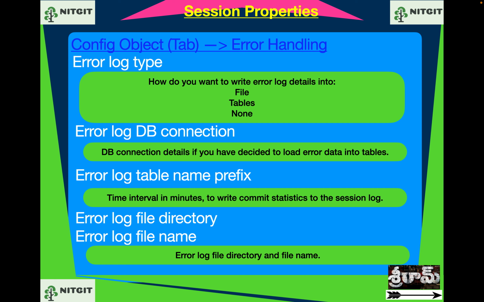When you select error log type table, you need the log DB connection because you want to write into a table, and it may be a different database, or you want to capture it in a separate error handling database, or you want source or target to be used. So that's why a database connection is needed. 4 tables will be created by the integration service by default and keep the data in there.